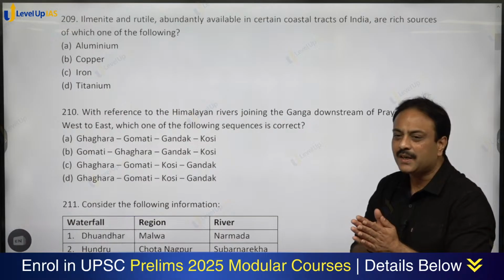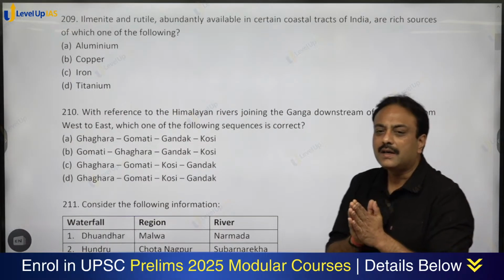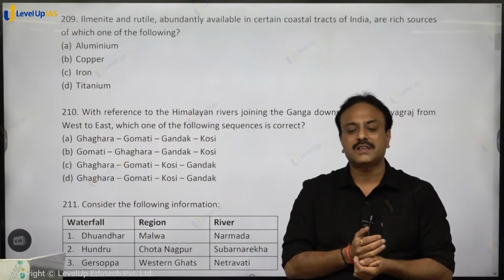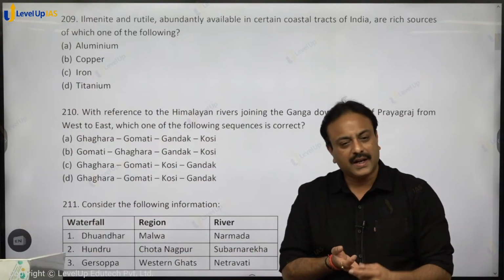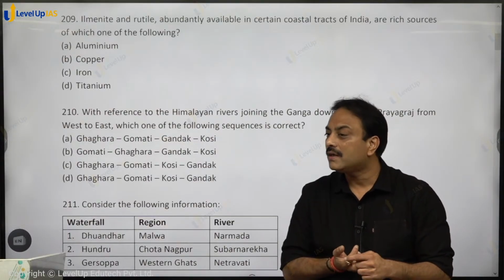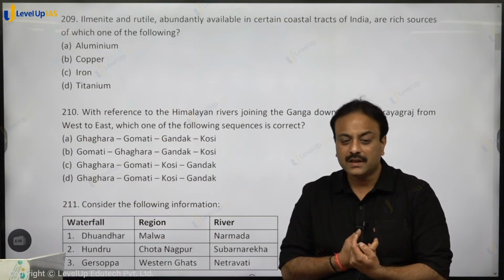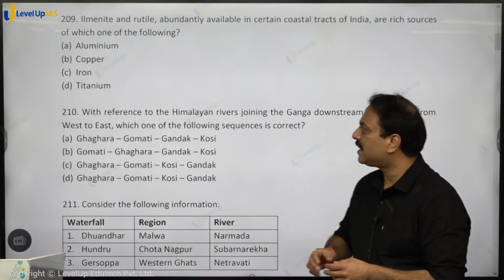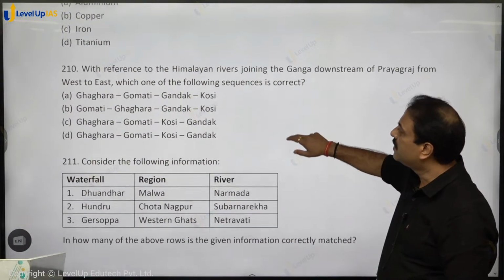What is the use of titanium? Titanium is used in surgical instruments, pharma, aircraft, electronics, even toothpaste. Yes or no? Multiple places titanium has its uses.